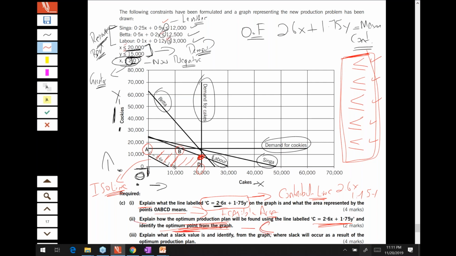So you have to explain this. It's a theoretical question. You will say, when we scale up the line, the last point the line will touch in the feasible area is the answer, and that answer is C. Very easy to find out.